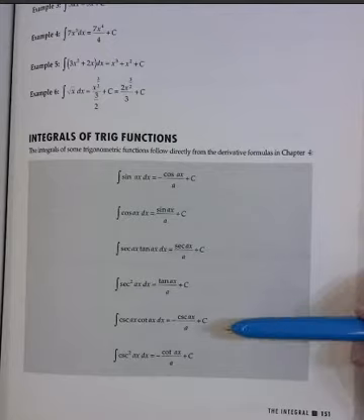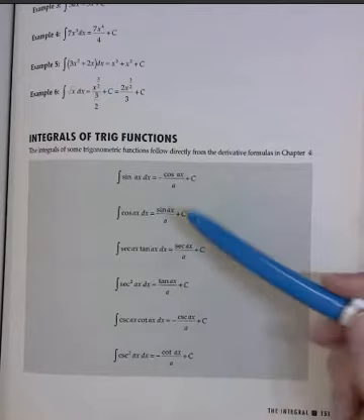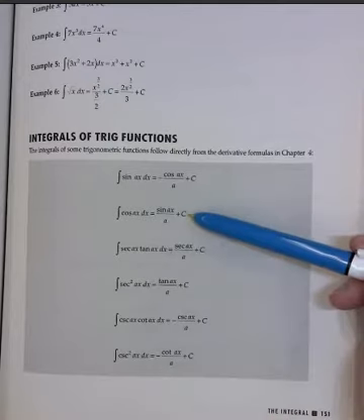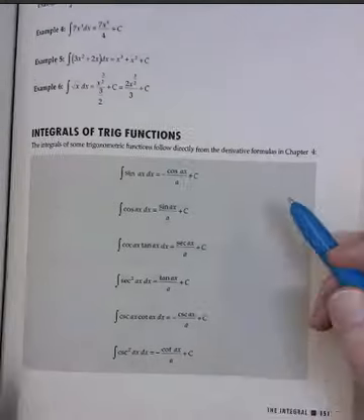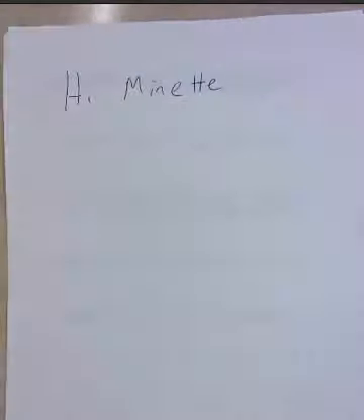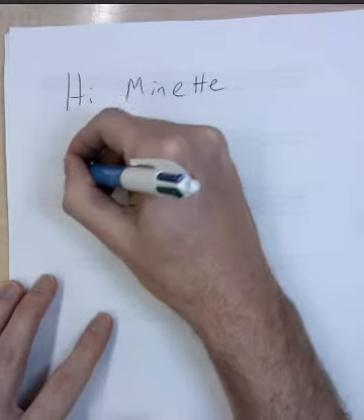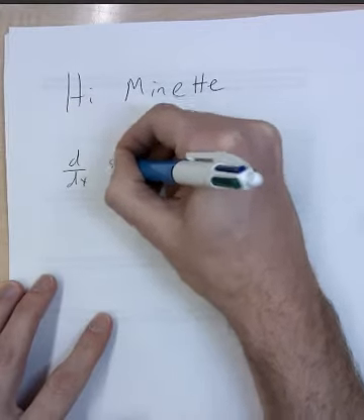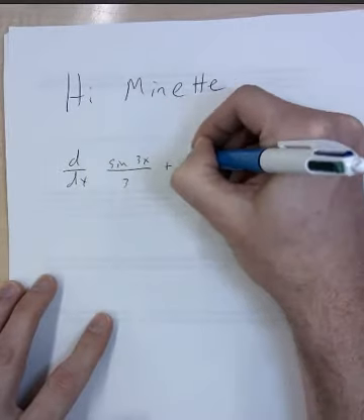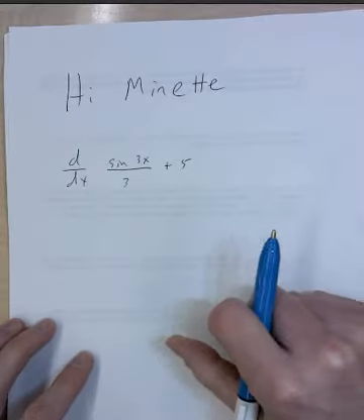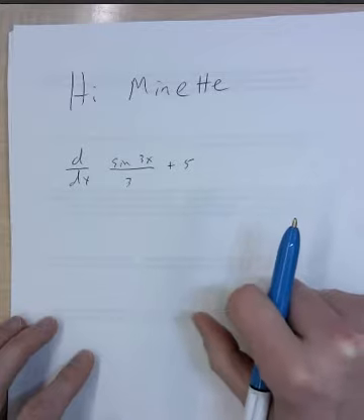Okay, and we remember that the integral is the opposite of a derivative. So I want to take a look at this formula right here. The integral of cosine of ax equals sine of ax over a plus c. I actually want to do a problem with that formula. So let's do the derivative, d dx, of sine of 3x over 3 plus 5. We're doing the derivative of that to verify the relationship between the integral and the derivative.